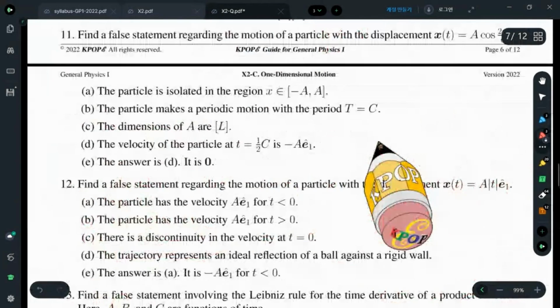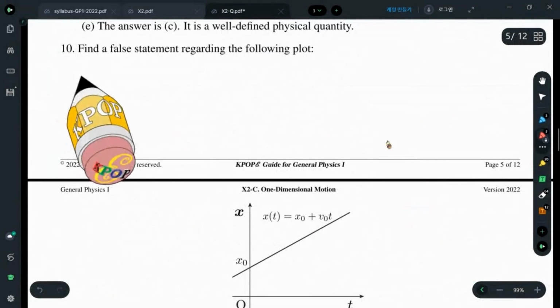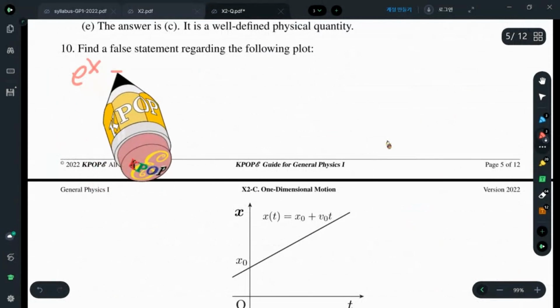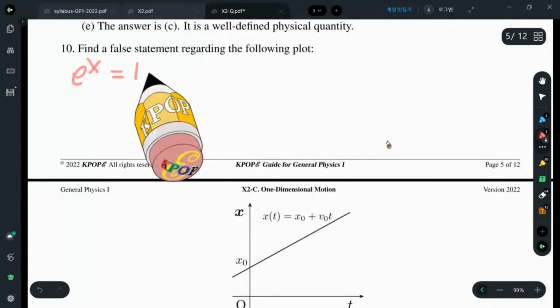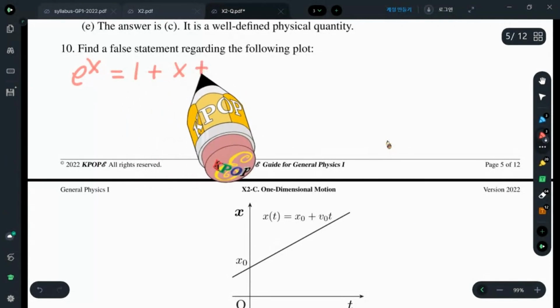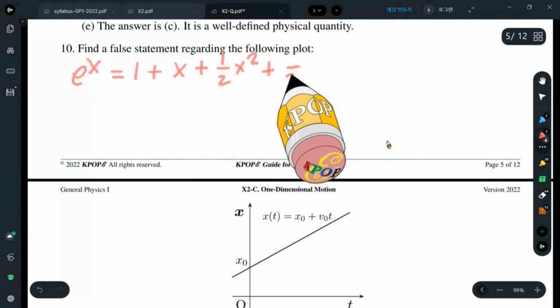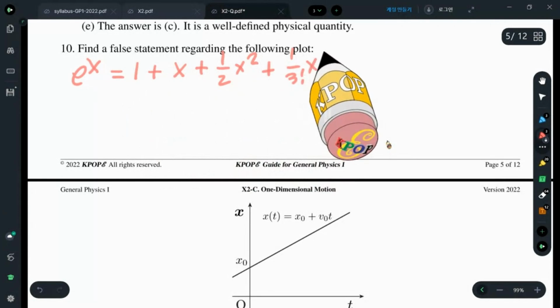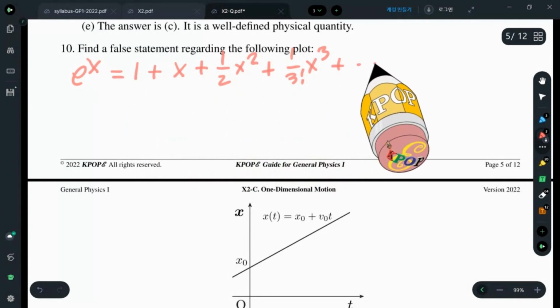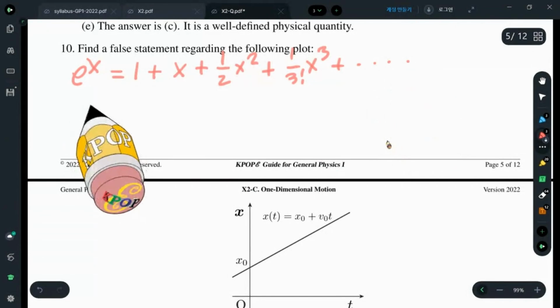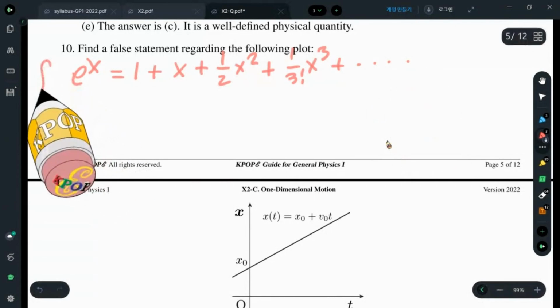If you expand this, exponential function is 1 plus x plus 1/2 x squared, plus 1 over 3 factorial x cubed, something like that. You know, this is f of x.